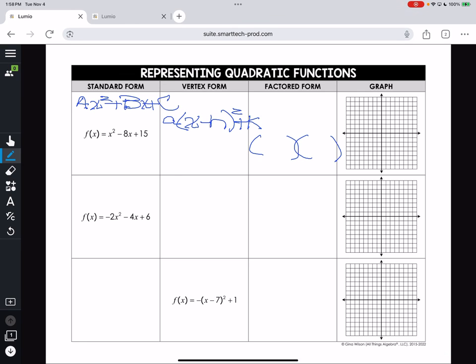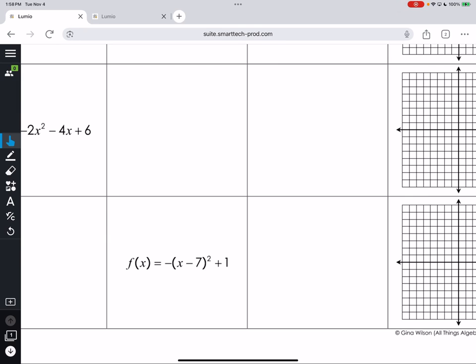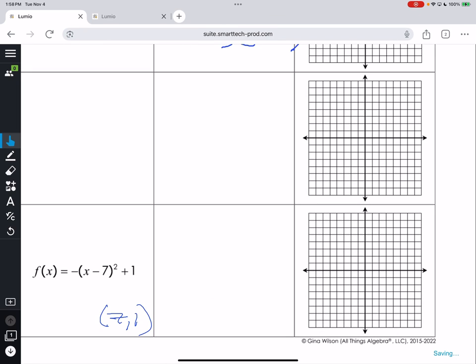So looking at number 3, what would be our vertex? Positive 7, 1. Right, there we go. Positive 7, 1. So if we go place that on our graph, 1, 2, 3, 4, 5, 6, 7, 1. We're going to be right here.